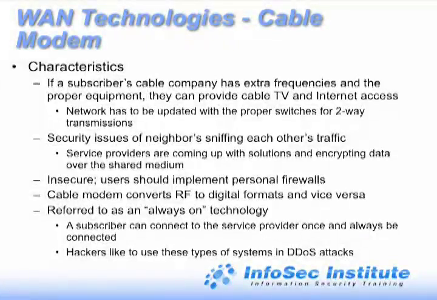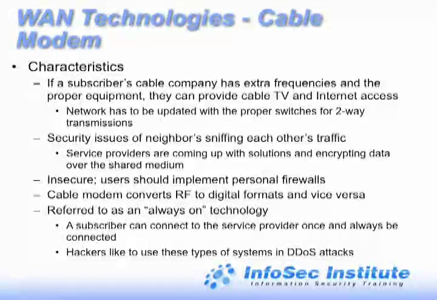Okay, cable modem. Characteristics of a subscriber: the cable company has extra frequencies, and the proper equipment they provide for cable TV and internet access can be used for both types of communications. There are security issues. Basically, if a neighbor is sniffing each other's traffic, they have fixed this in a lot of areas, but the challenge is if you can find the older modem, because the way they fixed this in most areas is they upgraded the firmware so you can no longer do promiscuous sniffing through your network. So if you downgrade the firmware or get one of the older modems, sometimes you can still sniff what's on those nodes or within those sections. So insecure users should implement personal firewalls. And cable modems convert RF to digital signal and vice versa, also referred to as an always-on technology.